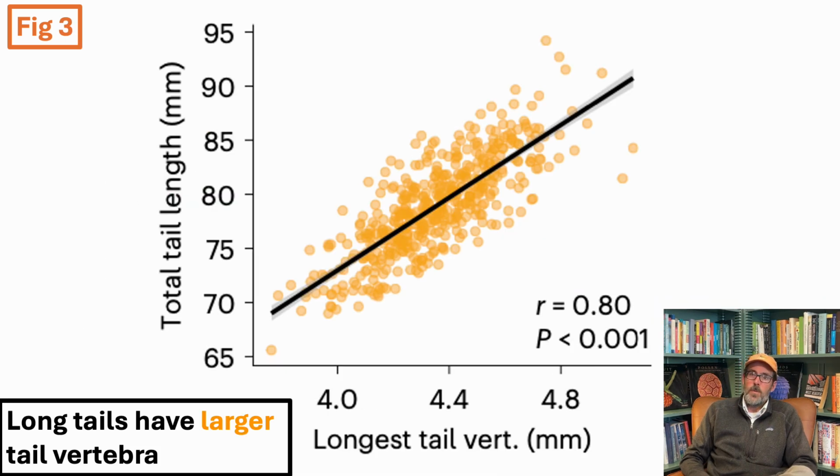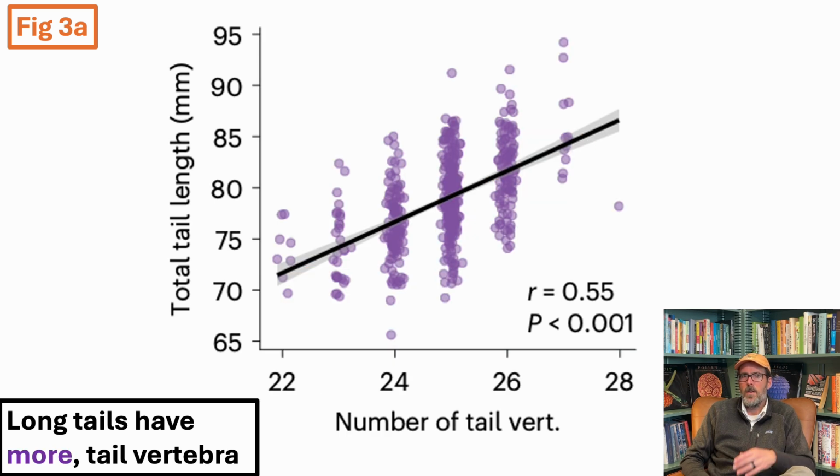The longest tail vertebra is a good correlate of total tail length, and this is from F2 data, F2 populations that they created, but I thought it was useful just to show it right here. Long tails have larger tail vertebrae. This is the longest tail vertebra on the x-axis and the total tail length on the y-axis.